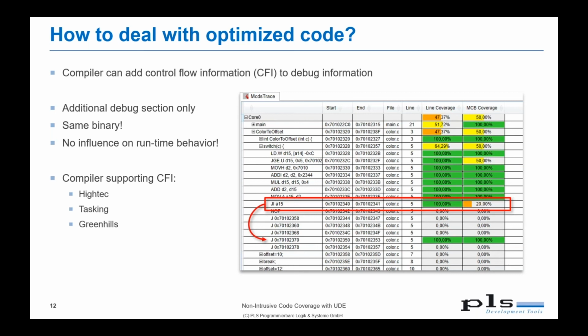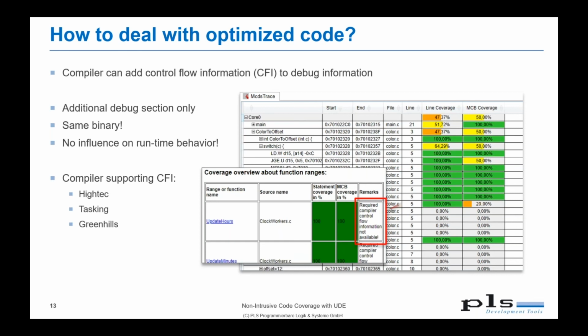So the code that you are running is the same code that you are using later in the field. Only the debug information, which is not loaded into the target, only into the debugger, is changed. So the runtime behavior is also not changed here. That's the important point here.